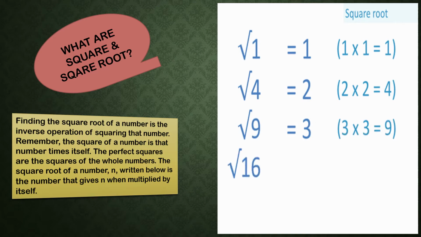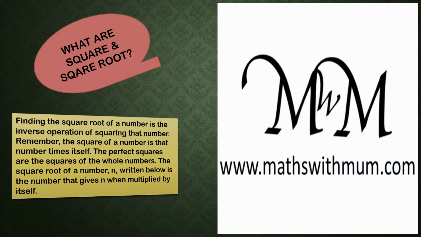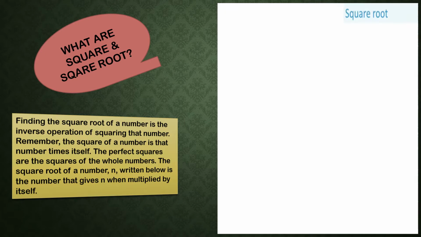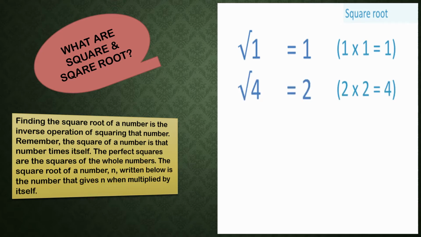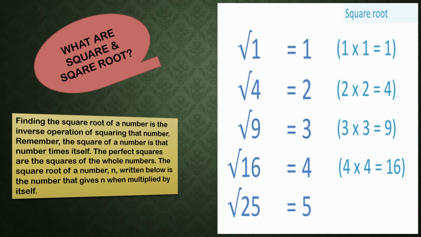Now here, suppose n is an unknown number. So here square root of 1 is equal to 1. Square root of 4 is equal to 2. Like this, square root of 3 is equal to, you have to find out and it will come in decimal. But square root of 9 is equal to 3. Square root of 16 is equal to 4. Square root of 25 is equal to 5.